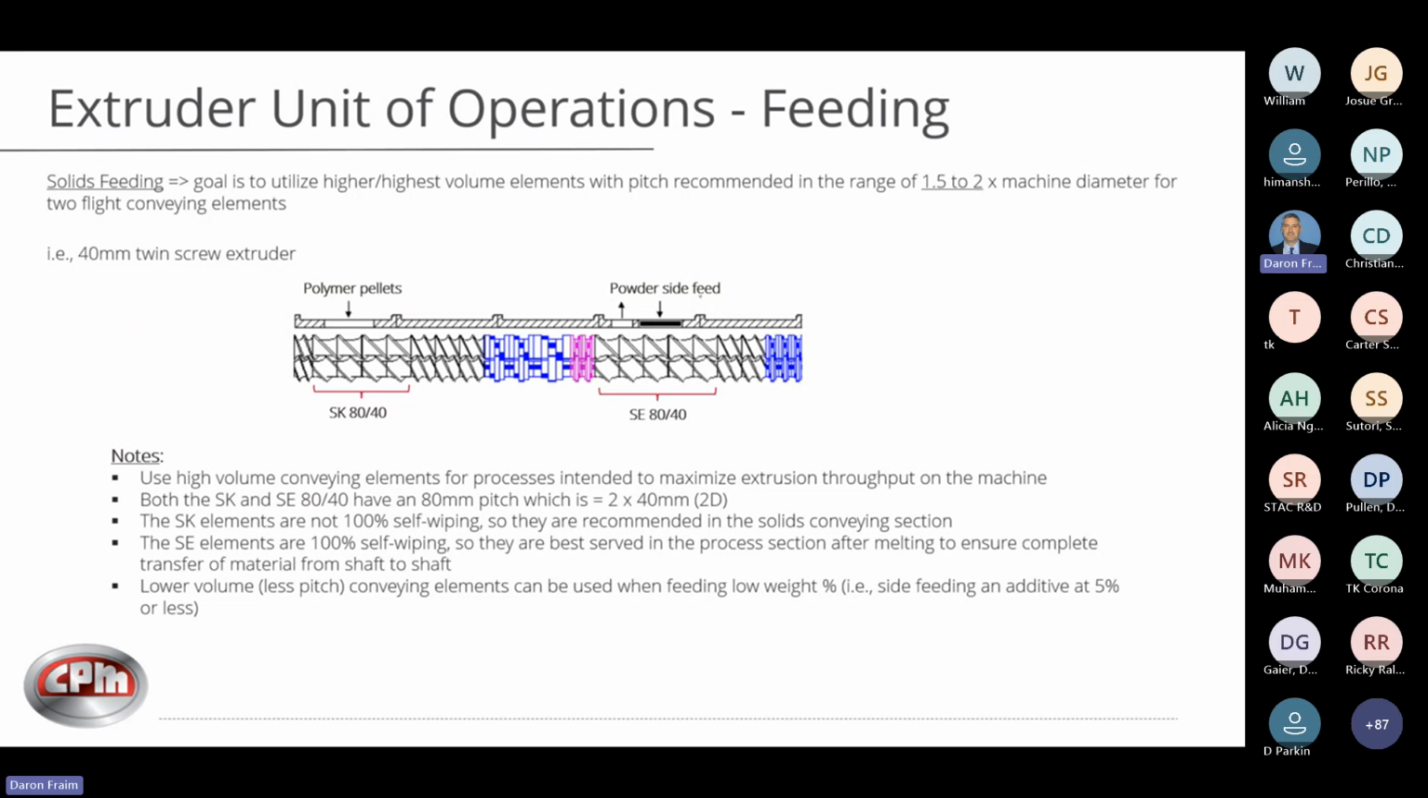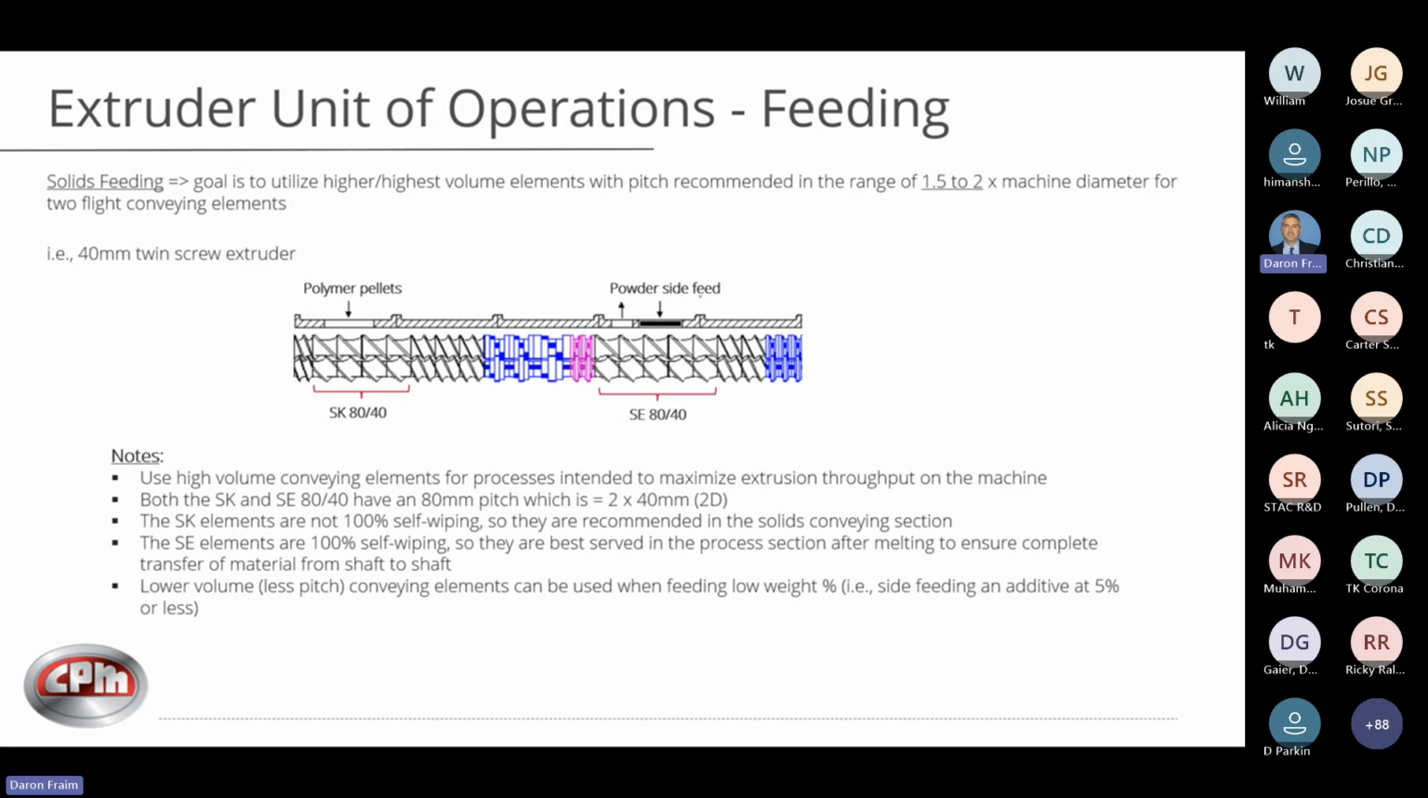So for example, here we have a 40 millimeter twin screw. I'm using 80 pitch elements in both my feed locations, so I'm 2 times my diameter. You'll notice the difference in the polymer pellets. In the main feed, I'm using SK undercuts. And in the side feed location, I'm using standard 80/40.